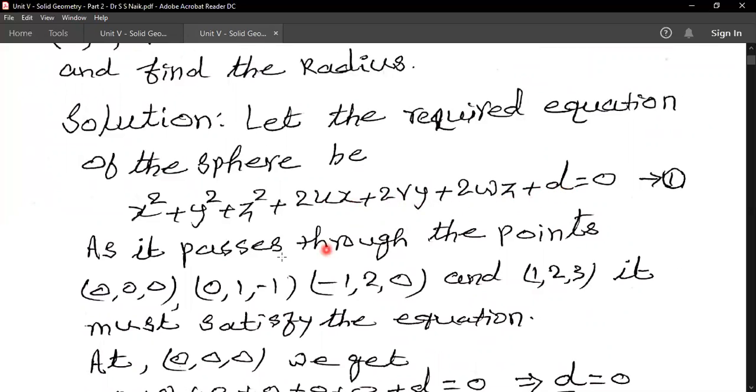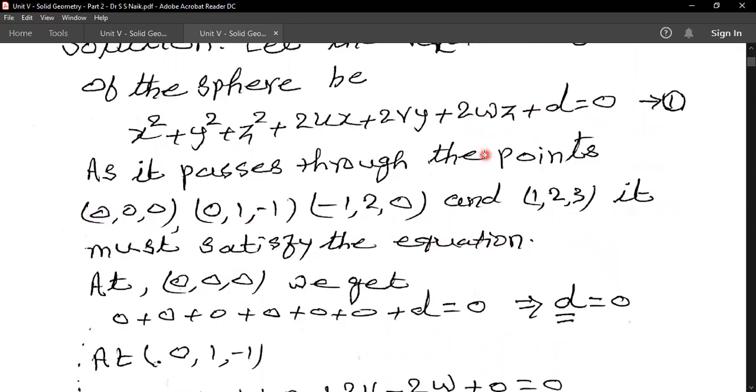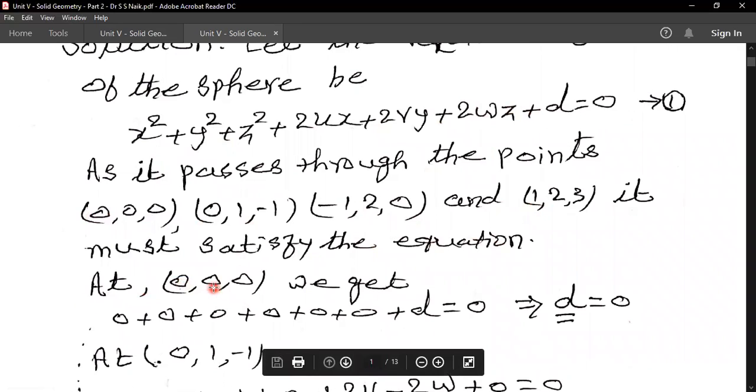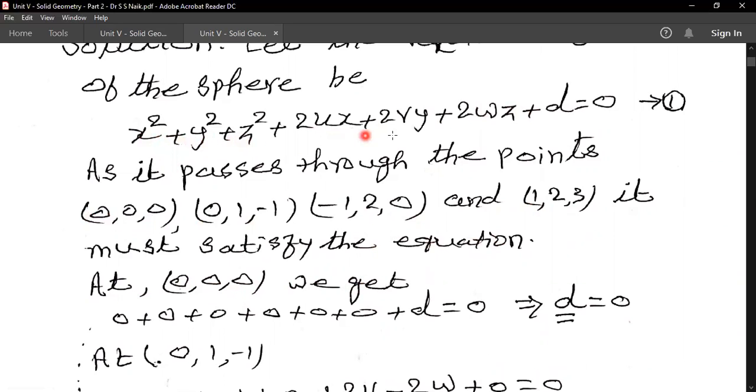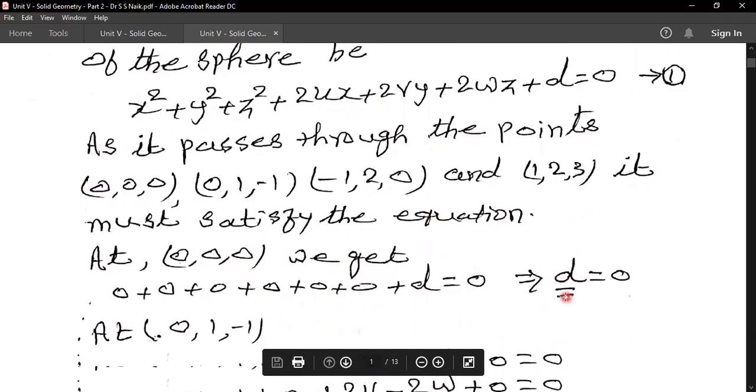This can be found by using the 4 points, as the sphere passes through the points (0, 0, 0), (0, 1, -1), (-1, 2, 0) and (1, 2, 3). They must satisfy the equation. So at the first point (0, 0, 0), x is 0, y is 0, z is 0, so all these become 0. Therefore you get 0 plus 0 plus 0 plus 0 plus 0 plus 0 plus d equal to 0, thereby d is equal to 0.